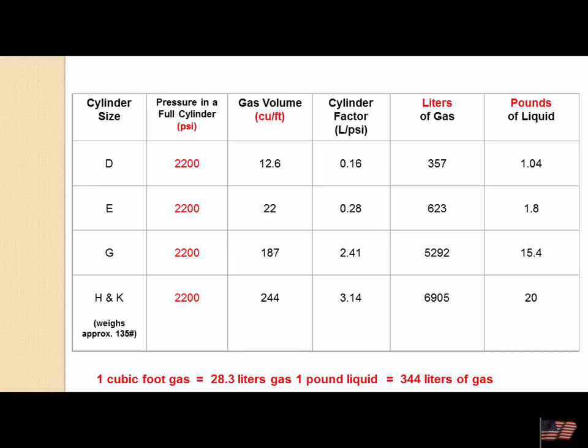We know the two factors that we're going to be utilizing. An E cylinder has 0.28 and an H cylinder has 3.14 as the factor. And that basically is just determining how many liters of gas you end up having.